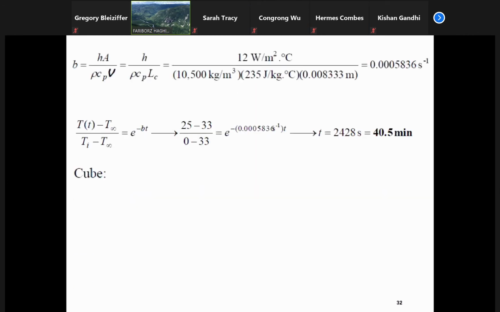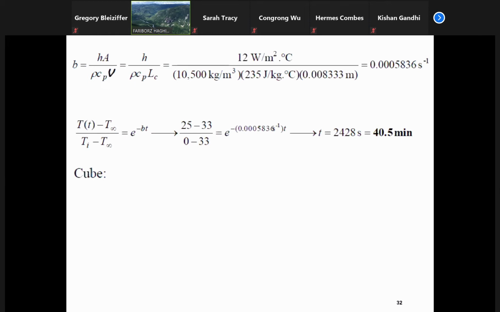We try to do it for the cube, okay? Therefore, the first thing we have to do is find out the Bi number, and then we move to calculate the rest, okay? In order to calculate the Bi number, we need to know the characteristic length.